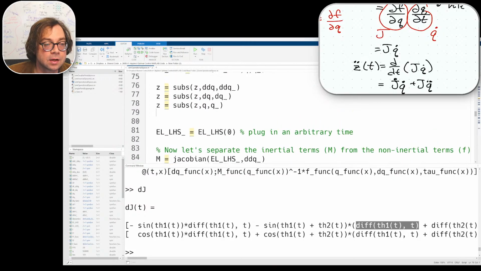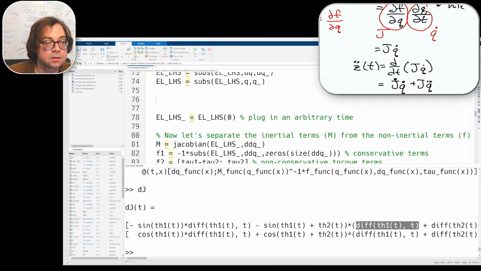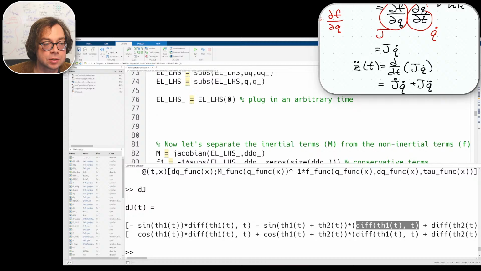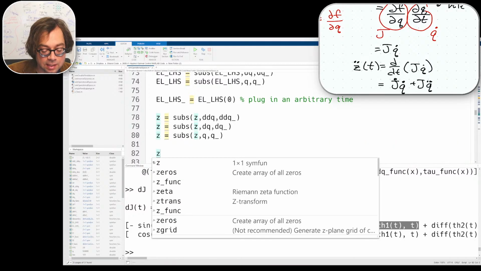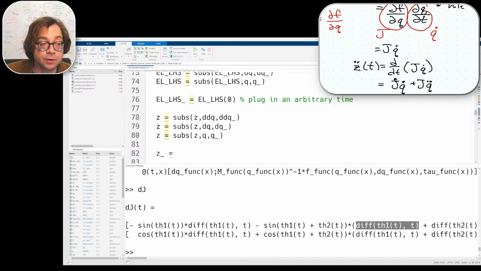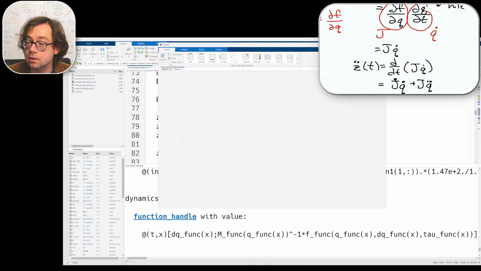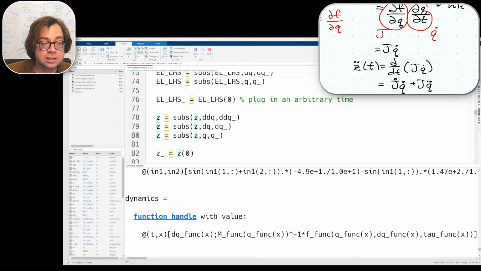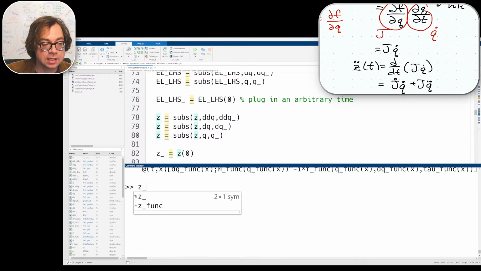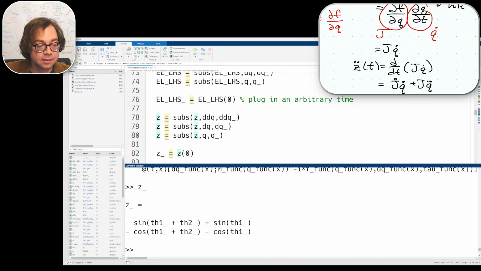And also, at the very last second, put this behind this: plug in the arbitrary time. This whole thing where we plug in the arbitrary time. So we say Z underscore, which is the non-time dependent version of Z, just as a way to differentiate one from the other. It's just equal to Z at 0. Let's run that to make sure it works. This should automatically substitute in wherever it saw Qs and DQs, and it actually puts in a variable called DQ, etc. So we check by asking, what's Z underscore? And boom. Z underscore is sine of theta 1 plus theta 2, theta 1 underscore. We don't have to worry about the time dependence. It's all figured out.